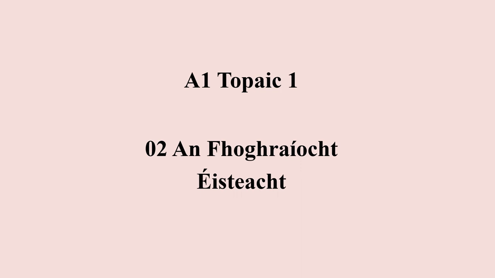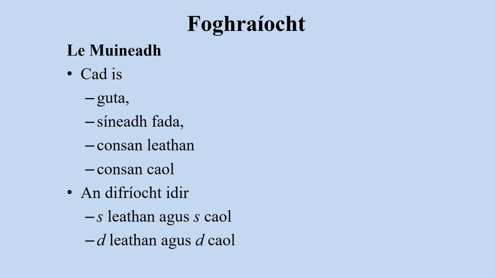Rannóg an Fhoghraíocht, Section 2, Pronunciation, with a focus on éisteacht, listening. Fhoghraíocht, phonetics. In this section, we'll learn cad is gota, what is a vowel, síneadh fada, the Irish accent, the father, consonant leathan, a broad consonant, consonant caol, a slender consonant. An difríocht idir s leathan agus s caol, the difference between a broad s and a slender s. D leathan agus d caol, a broad d and a slender d.